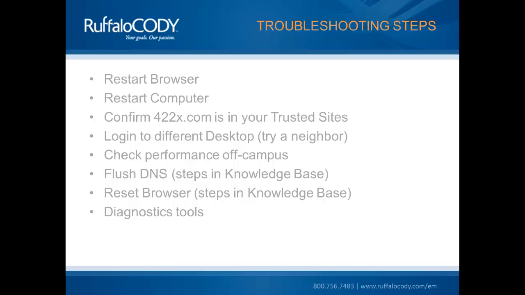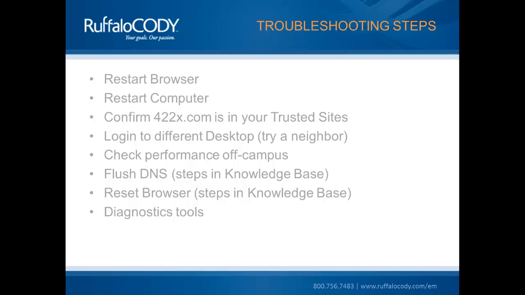If all that is looking fine and you're still having performance issues, try logging into somebody else's desktop, like a neighbor. Go next door to the person who works next to you, log in using your credentials but on their desktop, and just see if you're getting the same behavior, because that gives us in our support team some information to go on if you say, you know what, it's really slow on my computer, but if I go to Jane's computer next to me, it seems fine. What could the problem be?